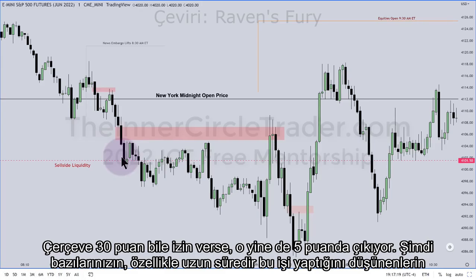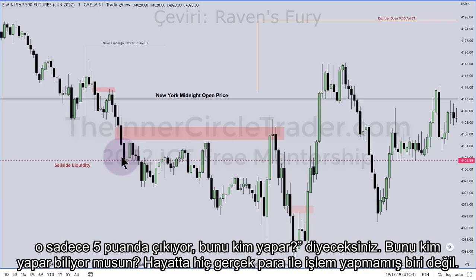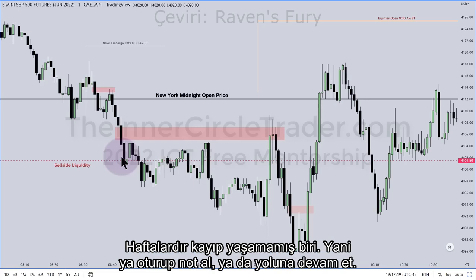Now, I already know some of you hotshots have been doing it for a while, or like to be critical or troll me, and you just run your mouth. Oh, this guy, he's telling his son it could move 30 points, but he's getting out at 5 points. Who does that? Someone that's never traded live money before. That's who's doing it. Okay. Someone that's already made 400% in 1 month. That's who's doing it. Someone that hasn't had a losing day in weeks. That's who's doing it. So sit down, take notes, or move along.